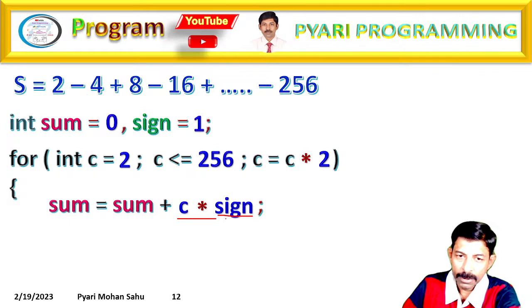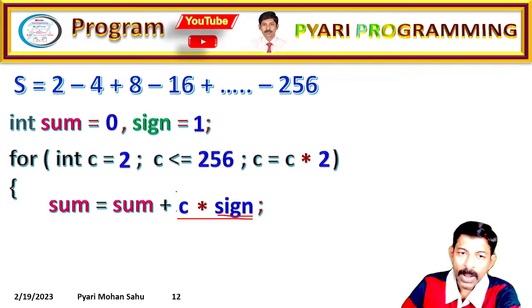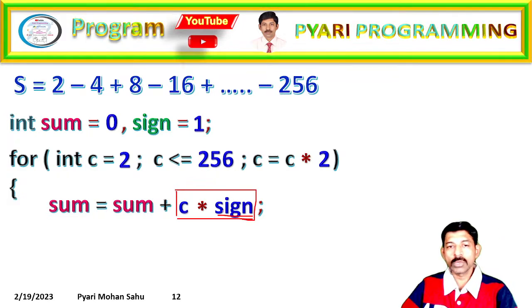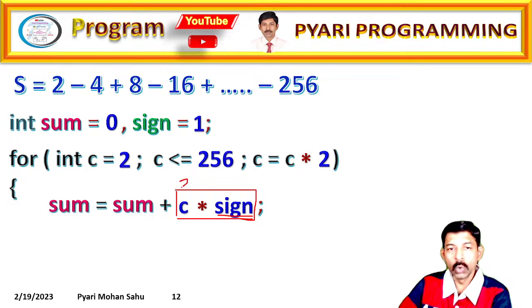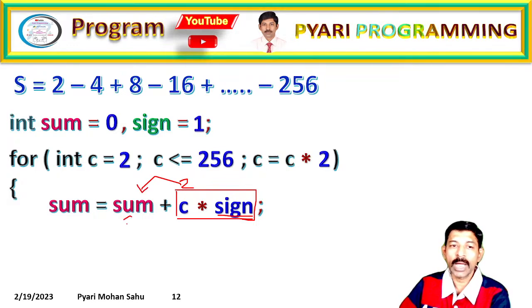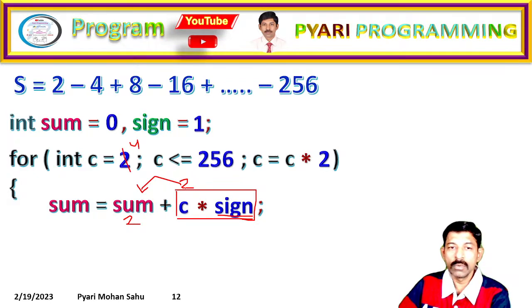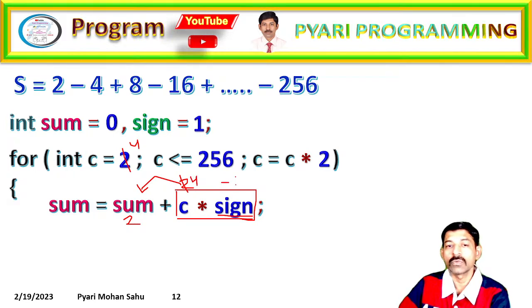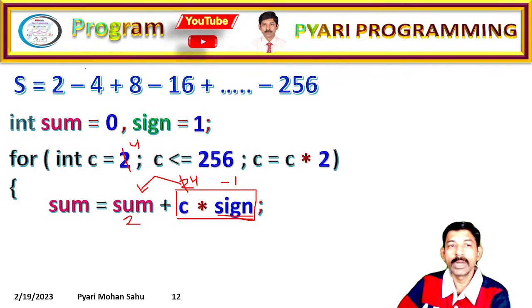c into sign. Why did your answer not come together? Sum plus c came once, into sign came once. Because when c value is 2, 2 multiplied with positive 1, it is 2. After that it will add it. Now sum is 2. Next time your c value will be 4. 4 into sign. Now next time sign must be minus 1. So that's why it will be your minus 4.